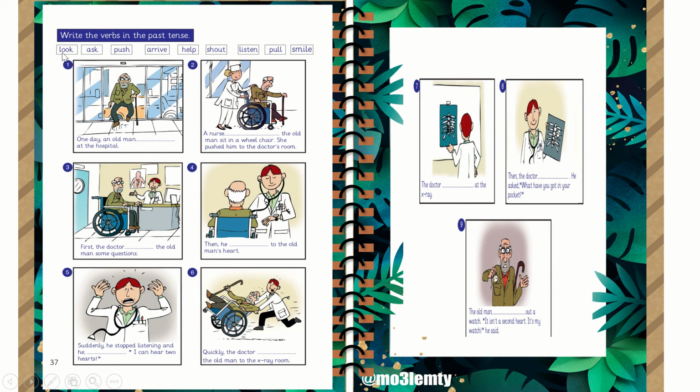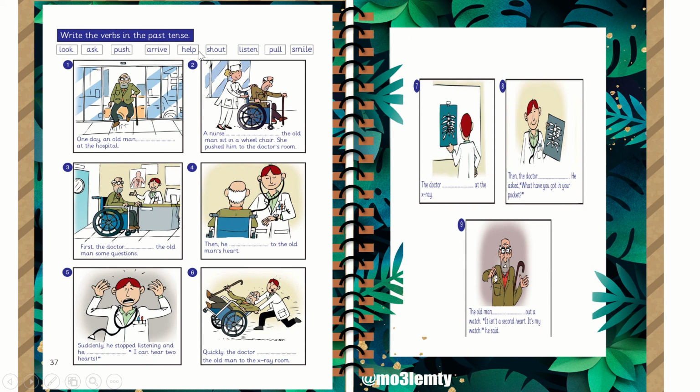First, let's read it. Look, ask, push, arrive, help, shout, listen, pull, smile. Okay. Can you tell me what is the past tense of the verb look? Yes, teacher, looked. Excellent. Ask, asked. Okay, push, pushed. Excellent. Arrive, arrived. We will add ed only.